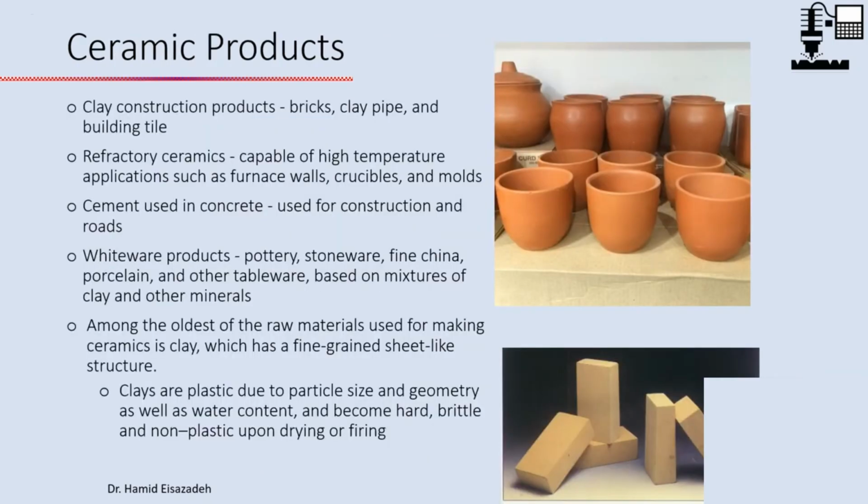Let's look at the ceramic products. One of them is clay construction products, for example, brick, clay pipe, and building tile. And also we have refractory ceramic. The refractory ceramics are capable of high temperature applications, for example, furnace walls, crucibles, and molds. And also cement is another ceramic product. Cement is the material we use in concrete, and we use it in construction and roads.